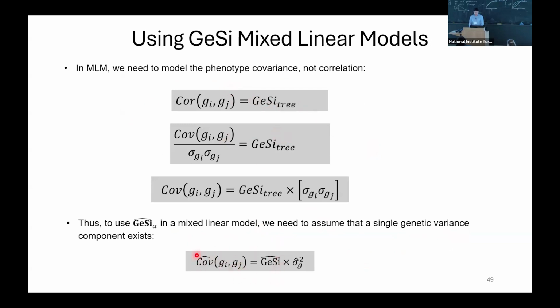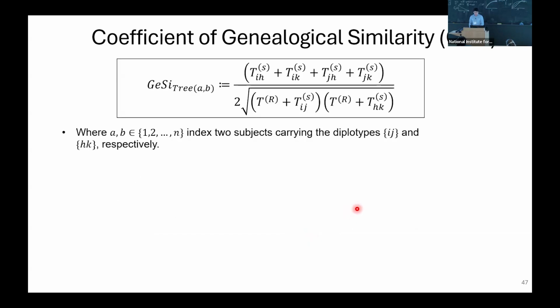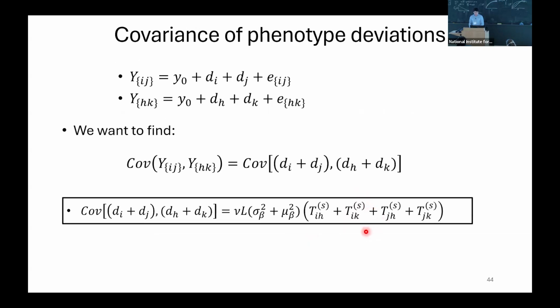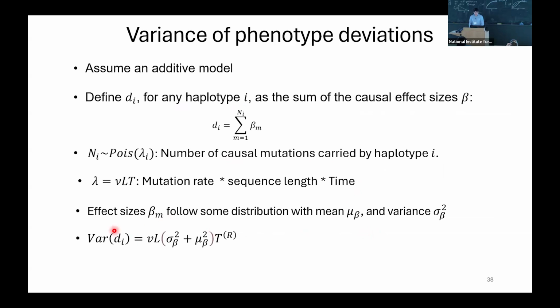To use this coefficient in a mixed linear model, we would need to make some assumptions, but basically if we want to model the covariance between the genetic effects, then it will be the estimate of GCS times the estimate of the genetic variance. But in this case, we will not have a single true parameter of the genetic variance, but the genetic variance will be some sort of the average of the product of the standard deviations of all potential pairs in the sample. And this is largely because the variance, if we remember, I should have repeated it, is not the same for all individuals.